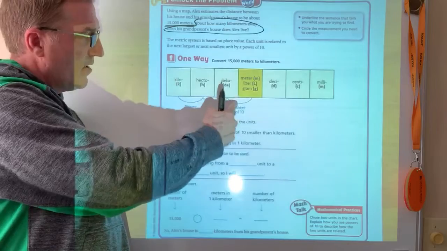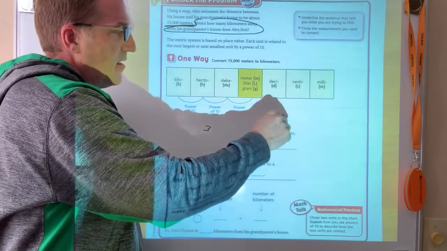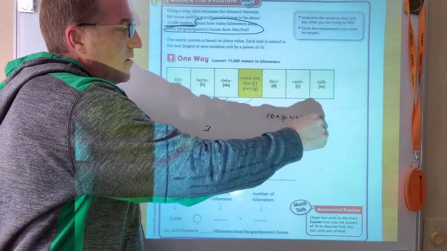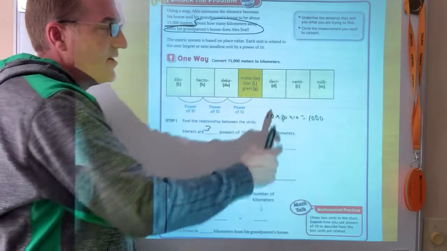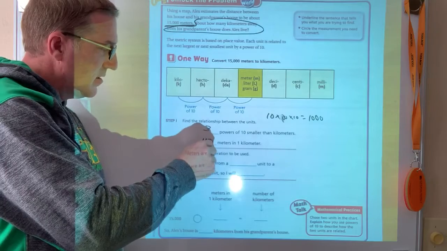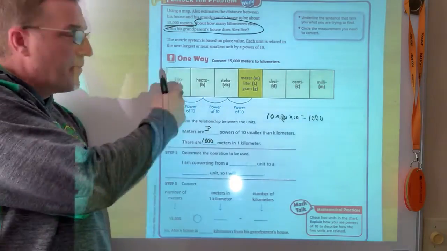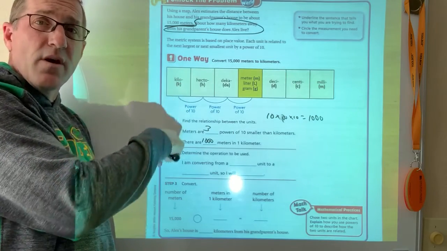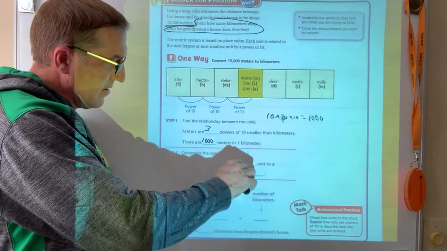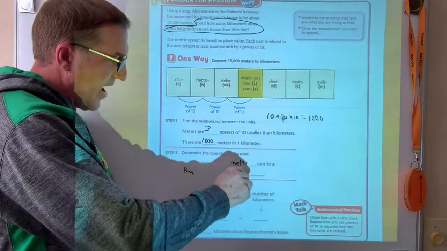Meters are, like we said before, 1, 2, 3 powers of 10, which is 10 times 10 times 10, which is 1,000, which is 1, 2, 3 zeros and a 1, right? So there are 1,000 meters in a kilometer. So determine the operation to be used. These are bigger, so I need fewer of them, so I will be dividing. If I'm converting from a meter unit to a kilometer unit, I will divide.